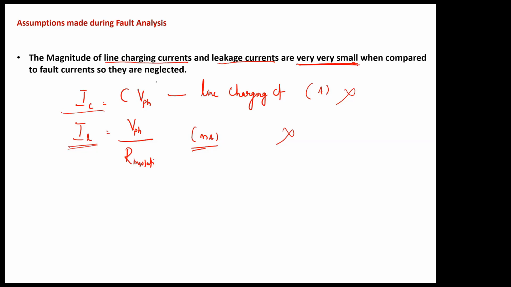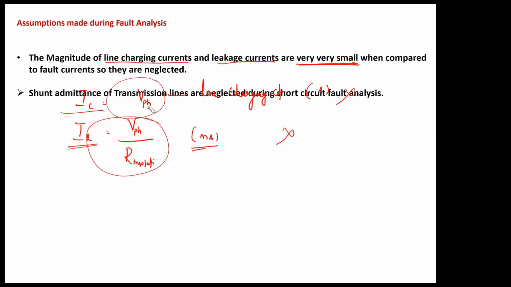One flows through shunt capacitance, the other through shunt conductance. If we are neglecting these two currents, that means we are completely neglecting the shunt admittance parameter of the transmission line during fault analysis. So the shunt admittance parameter of the transmission line is completely neglected during short circuit fault analysis. That is the second assumption.